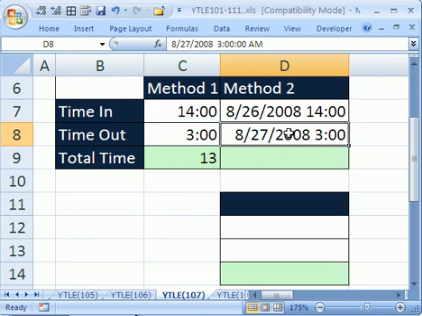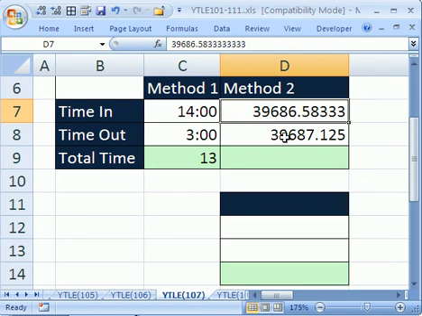The keyboard shortcut for going to General is Control-Shift-Tilde. The tilde key is right below the escape key. I hold Control-Shift and tilde. See that? And then Control-Shift and tilde. See how this number is bigger? It's 1 day bigger. So when you take this bigger number and subtract the littler number, it will give us exactly the time worked.